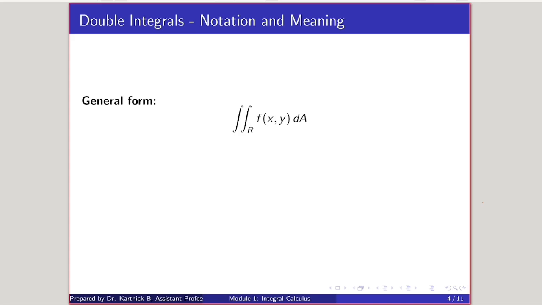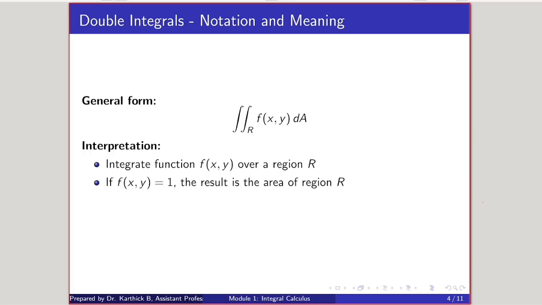While studying the double integral, we need a general form. It can be in the form of the double integral over the region R of the function f of x comma y dA, where dA denotes the tiny change in area with respect to the variables x and y. If the function f of x comma y is equal to 1, then we get the resultant as area. If it is greater than or equal to 0, we get the resultant as volume.